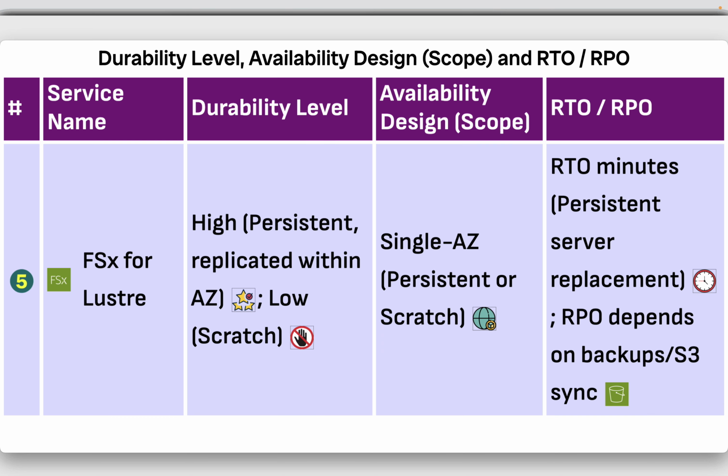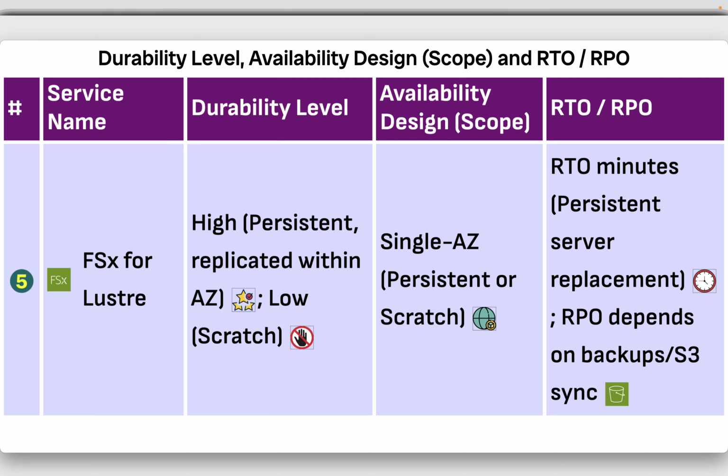And the next one is FSx for Lustre. Durability is high, with persistent replication within the AZ. There are 2 modes actually: a scratch mode and a persistent mode. For the persistent mode, the durability is high because its data is replicated within the AZ. For scratch, durability is low. Basically, scratch is use and throw, for data that isn't valuable. And availability is single AZ. Both options, persistent or scratch, are only single AZ.